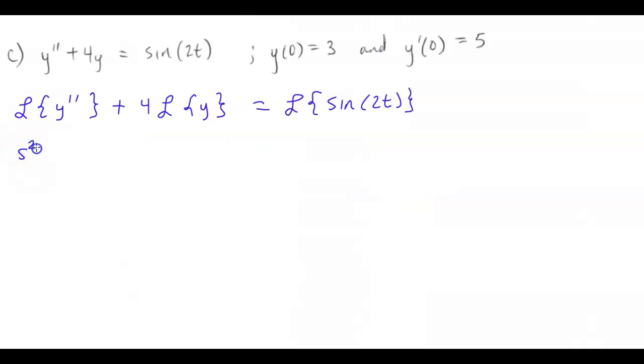So we have s squared times Y of s minus s y of 0 minus y prime of 0. So this first term here creates all three of these terms. The Laplace transform of y is just going to be Y of s. So that's just going to be 4 times Y of s.